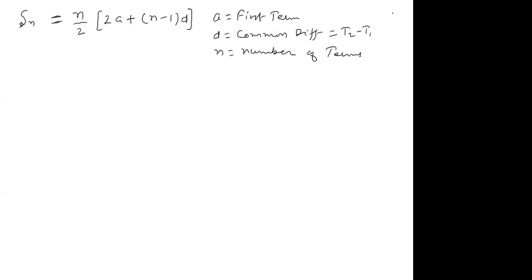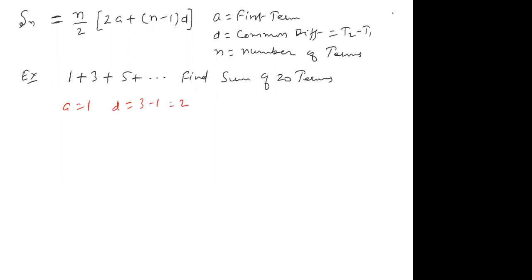For example, suppose the question is: in the sequence 1 plus 3 plus 5, find the sum of 20 terms. In this case, the first term A is equal to 1. What is the difference here? 3 minus 1 is equal to 2, or 5 minus 3. And N is equal to 20, the sum of 20 terms.